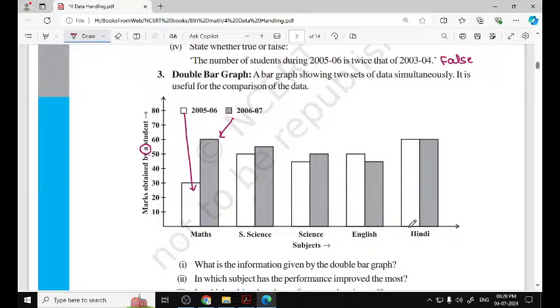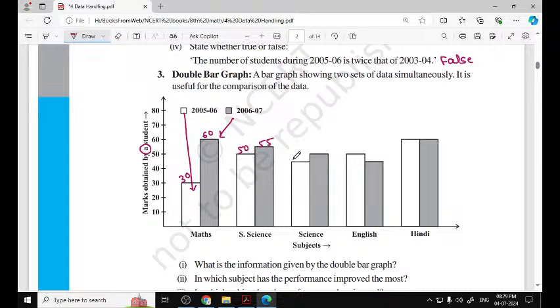In which subject has the performance improved most? That can be obtained by finding this gap. In 2005-06, maths marks were 30 and here those marks are 60. So it is actually double. In social science, in 2005-06 marks were 50 and in the next year marks are 55.